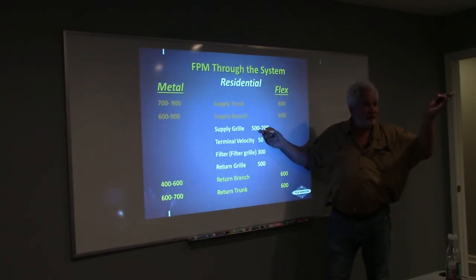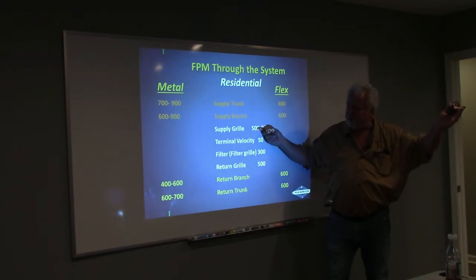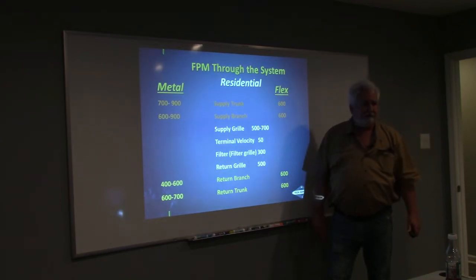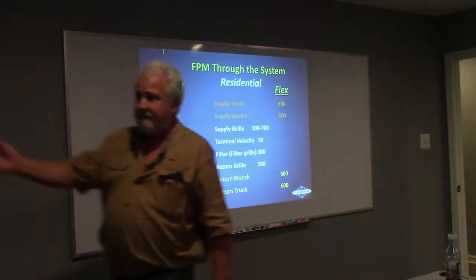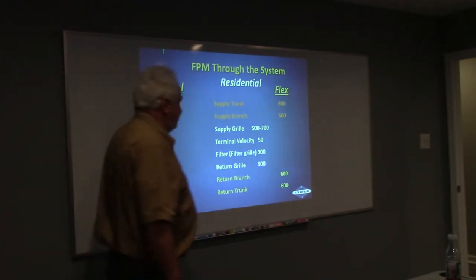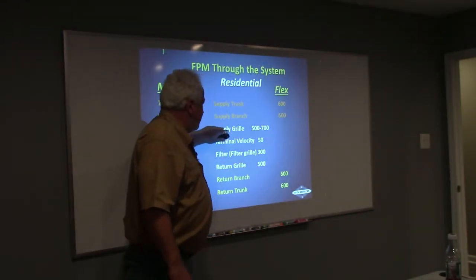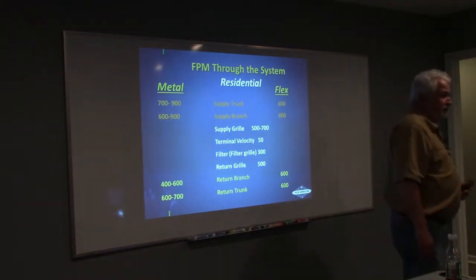500 if I don't want to hear it. 700 is like commercial where you start hearing some of that air moving. So somewhere in there, but residential you typically want to go closer to this 500 feet per minute. Terminal velocity is 50 feet per minute. So if the air comes out of a grill across that room, it's going 500 feet per minute, right? Out of that supply grill. 500, 400, 300, 50 feet per minute.